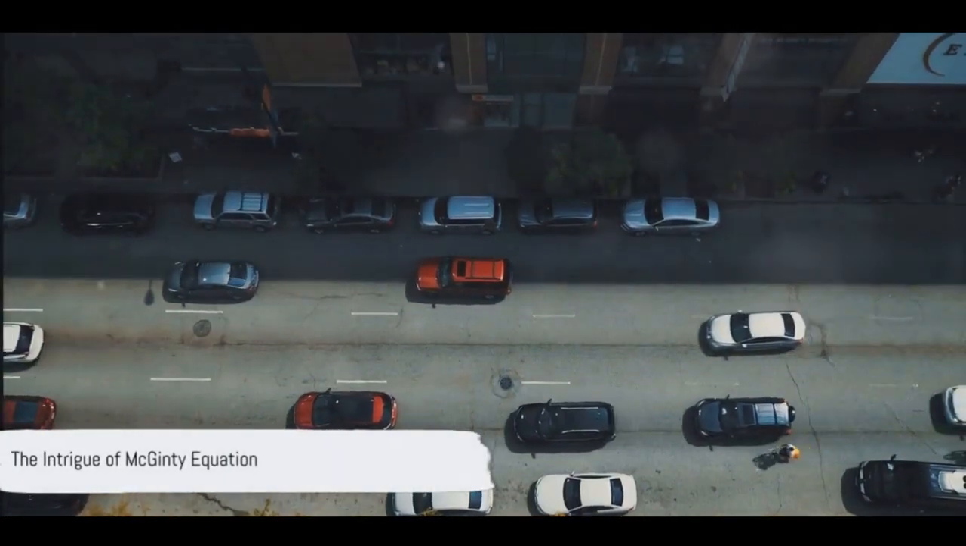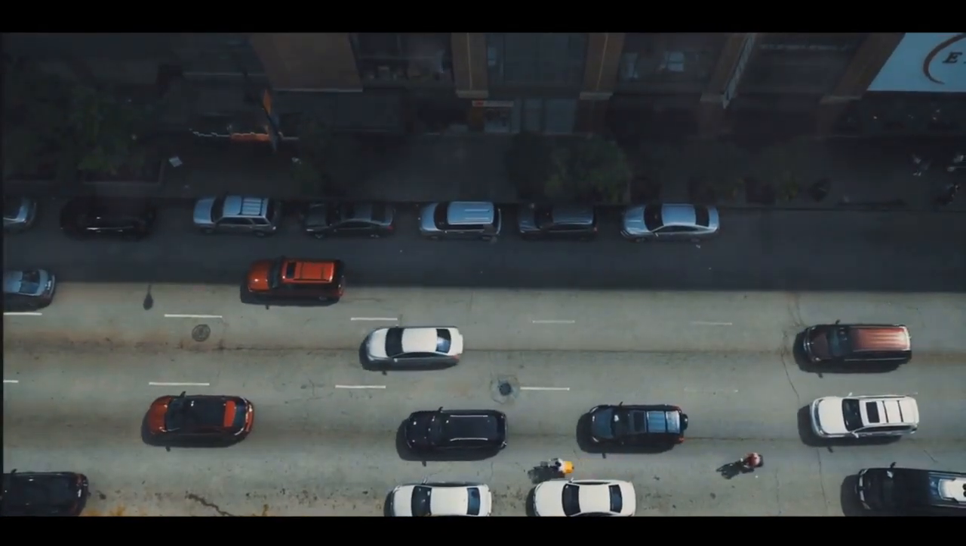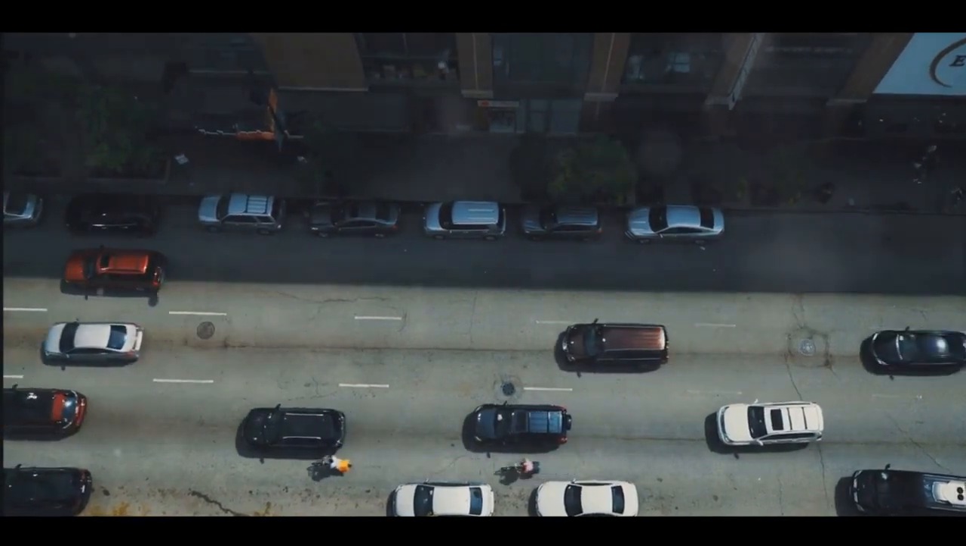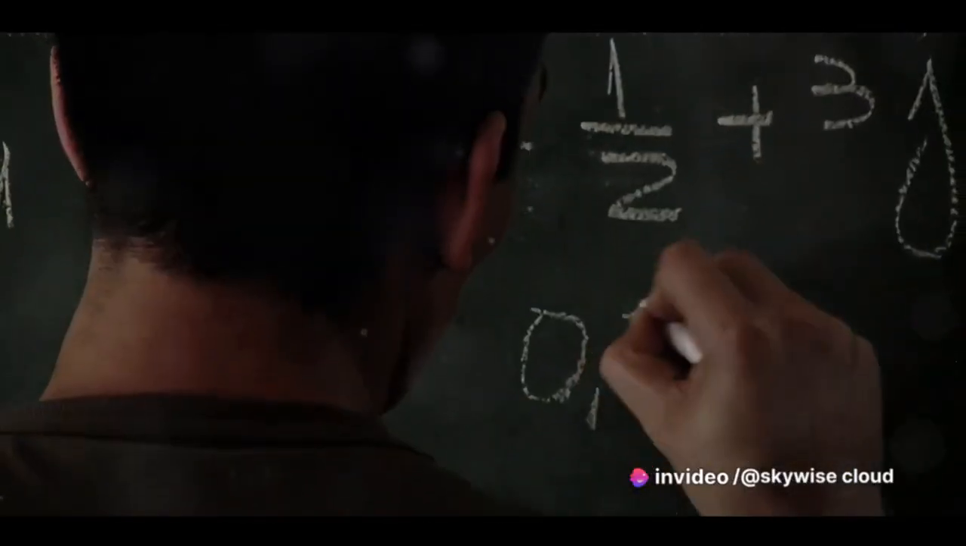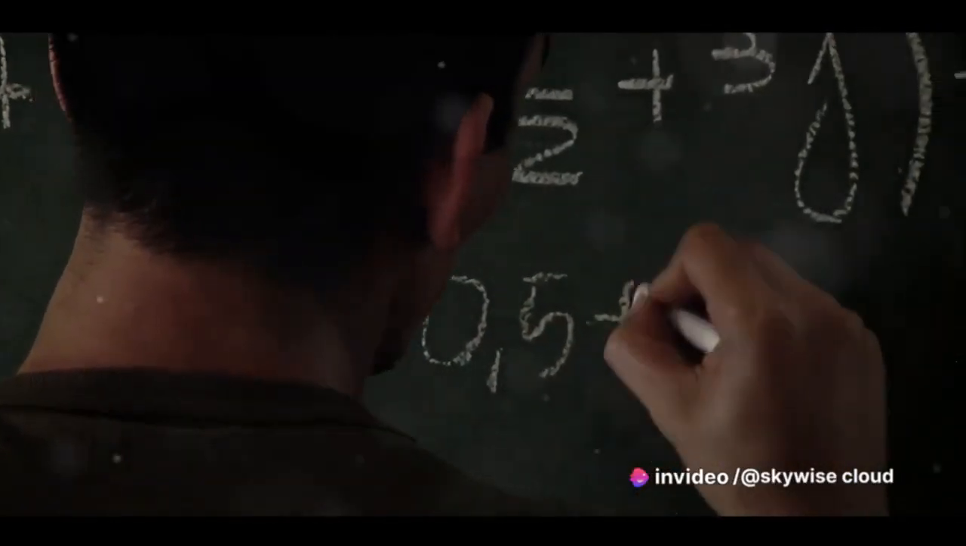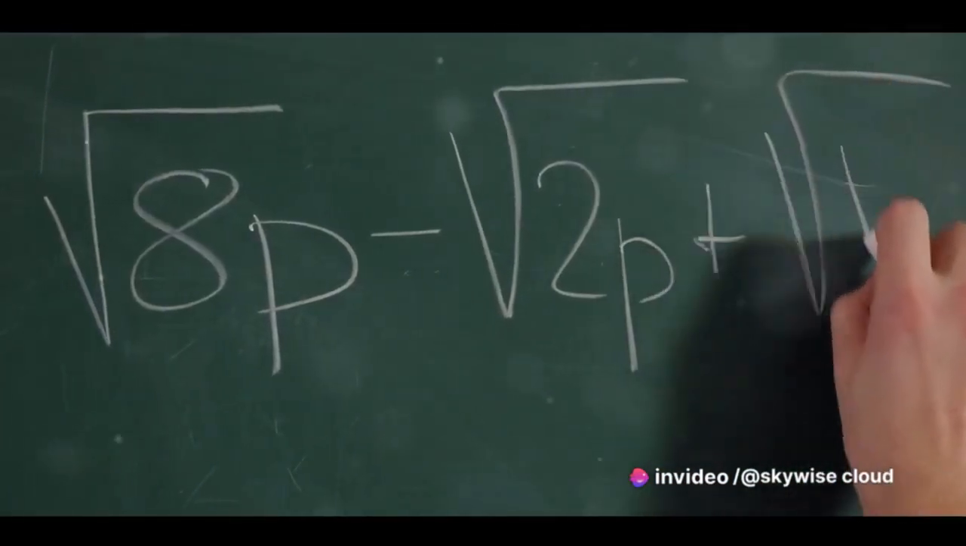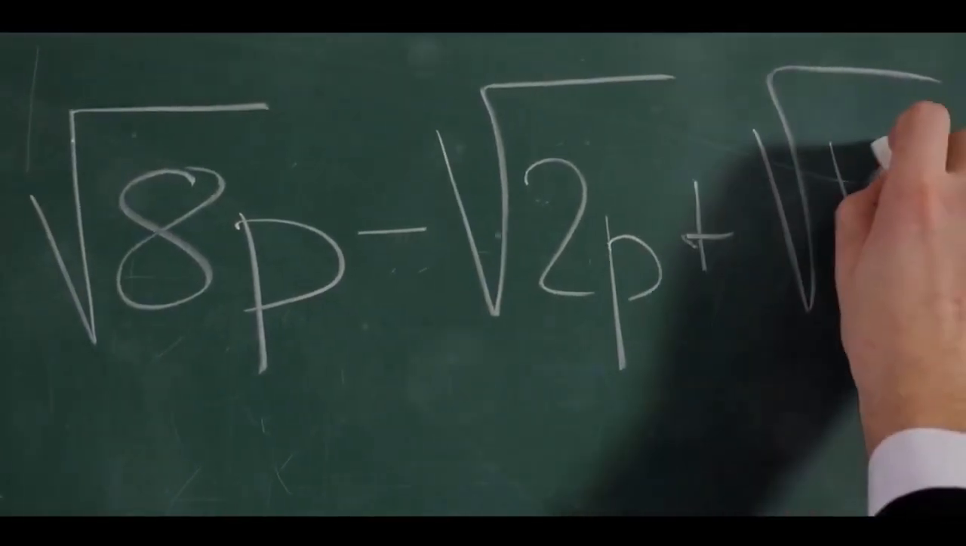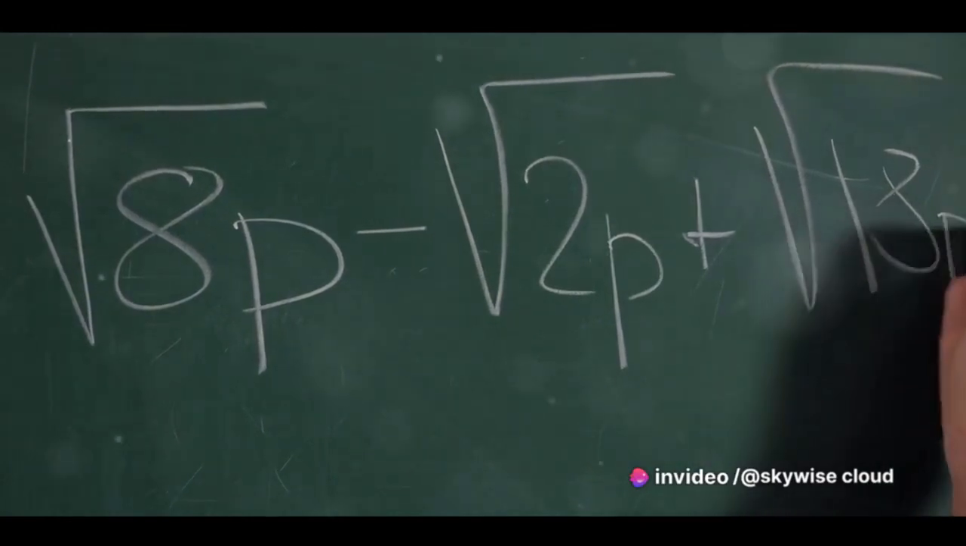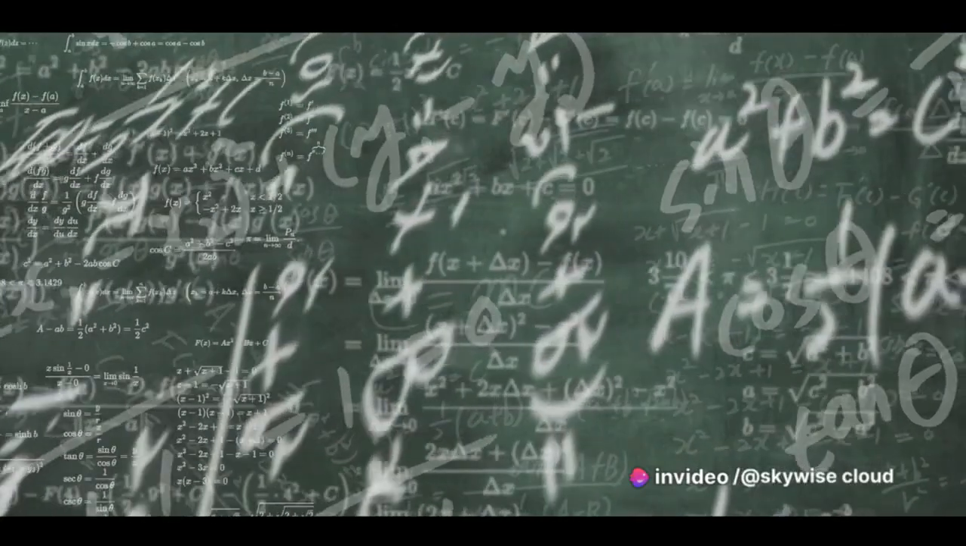Have you ever wondered how mathematics can shape our world, particularly in the realm of transportation? Enter the McGinty Equation. This intriguing piece of mathematics, also known as the MEQ, offers a unique perspective on transportation systems and their optimization. The equation itself is a marvel of mathematical ingenuity, combining elements of quantum field theory with fractal geometry, and even considerations of gravity.